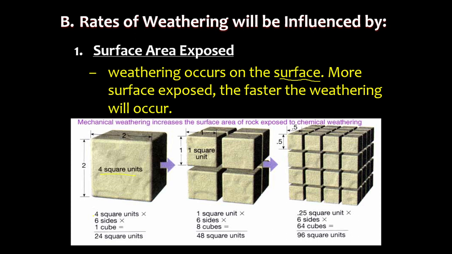So now down here we have 4 square units, and since it's a cube, there's 6 sides, and there's only 1 cube, 24 square units. So there would only be weathering occurring on 24 units of space.